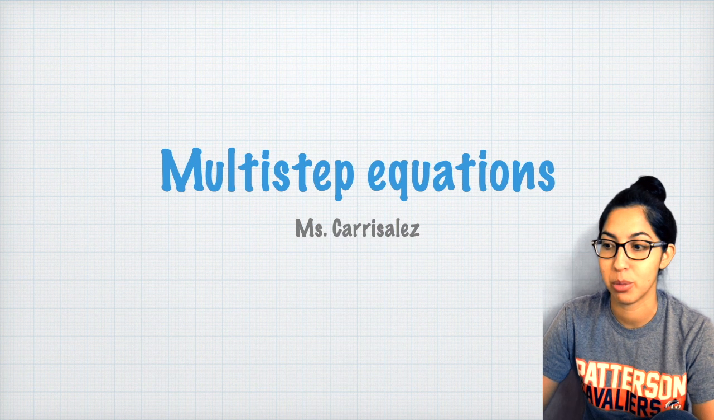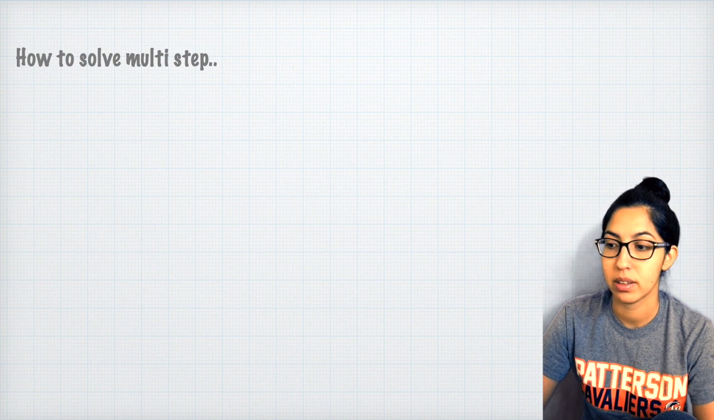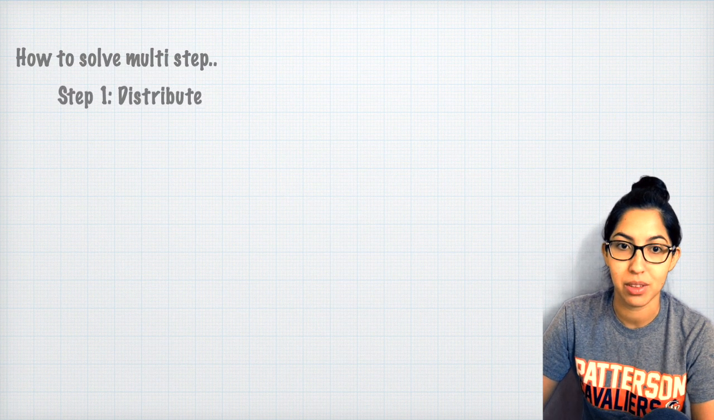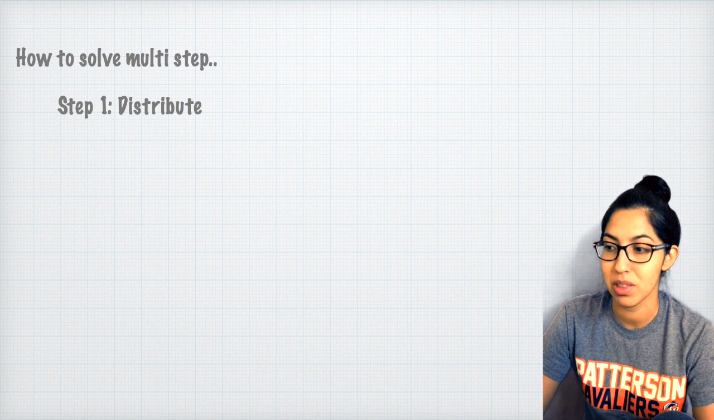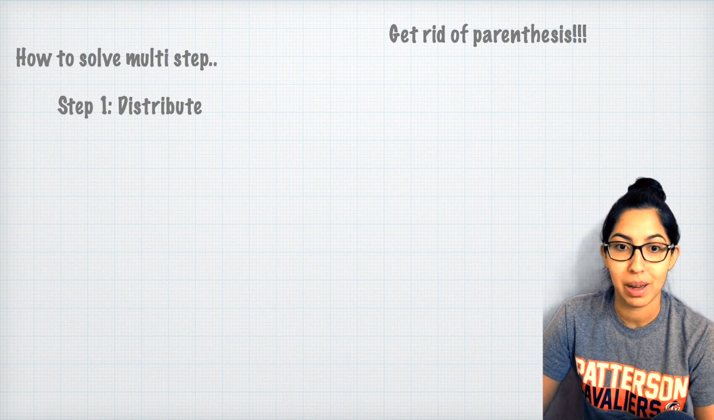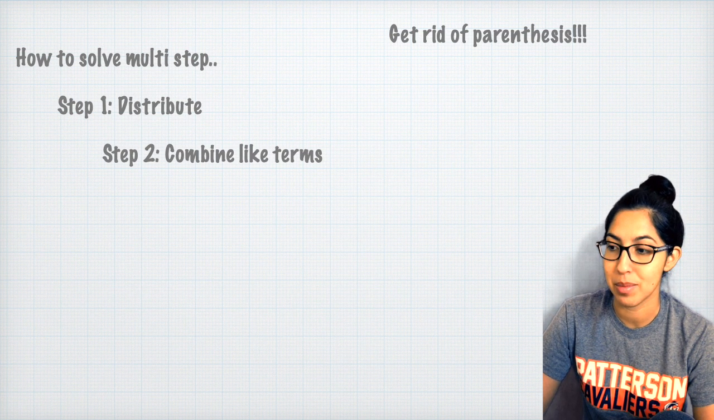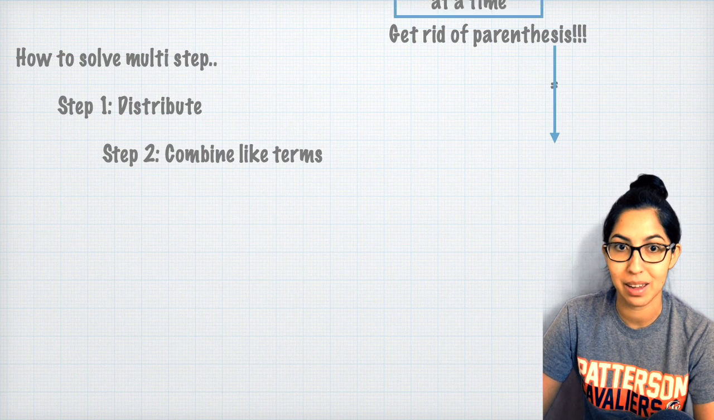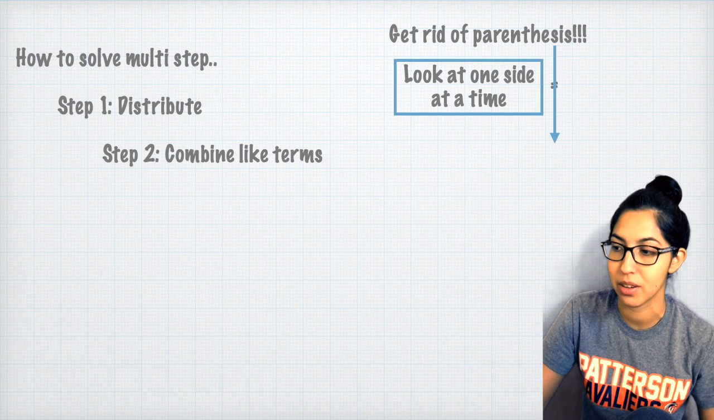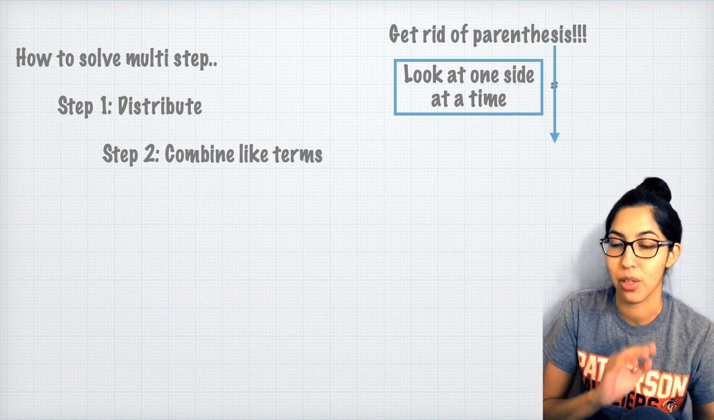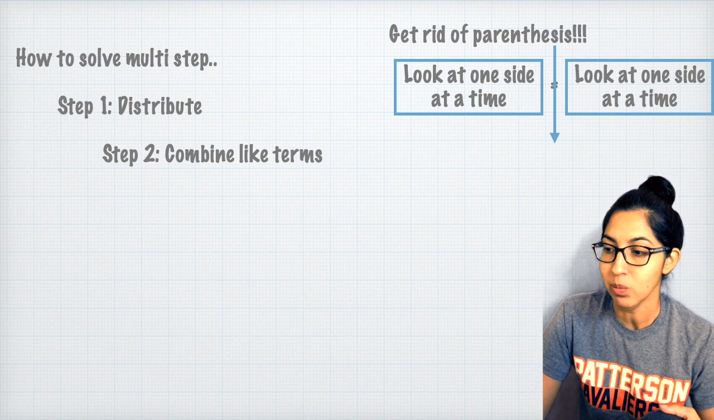Okay, how to solve multi-step. First, always distribute. You want to get rid of those parentheses first. You can't do anything if you have parentheses. So get rid of parentheses. Step 2, combine like terms, and that does mean on each side. So look at one side at a time. Make sure that you're getting rid of all of those like terms first, and then going to the other side and getting rid of all those like terms next.